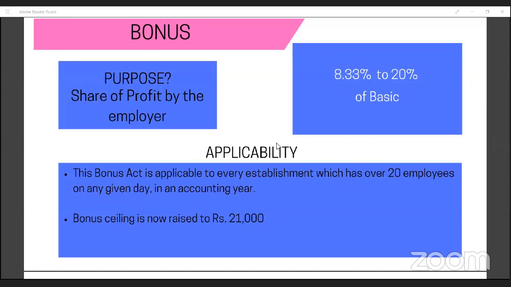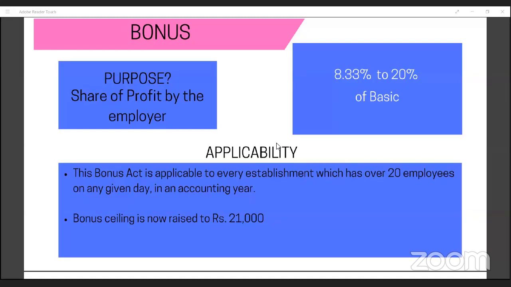Share of profit. The percentage is 8.33 to 20% of basic, and the very important thing is, once the basic crosses 21,000, then it is not mandatory for you to give bonus. But usually, the company is not very restrictive. It will not look good when you give bonus only to a particular segment of people and avoid others only because of the wage ceiling. So to avoid any further disappointments, you can give bonus to everybody, right? That's what the idea is.